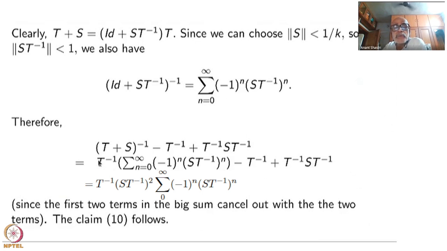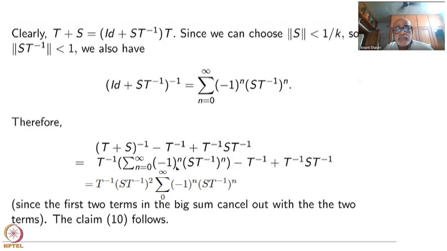Okay. So from here to here, what have I done? I have just used this T plus S inverse, this way I have written. Inverse of that will be first T inverse, then inverse of this. But this is like this. This is a geometric series. So I have substituted here.